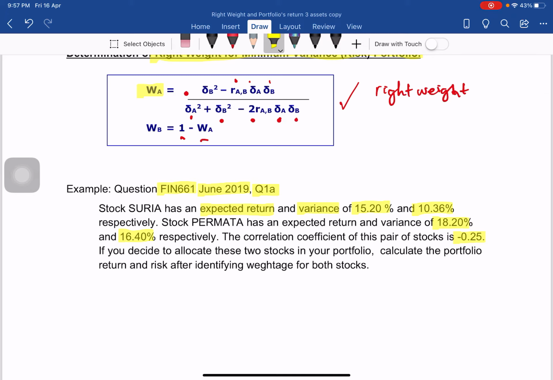If you decide to allocate these two stocks in your portfolio, calculate the portfolio return. So now the question asks you to calculate the portfolio return, which is the RP, and risk. Many people sometimes don't notice the risk. Risk means you have to calculate the standard deviation of the portfolio after identifying the weightage for both stocks. Because this question doesn't give you the weight on how much to invest in A and B, you have to first calculate the WA.